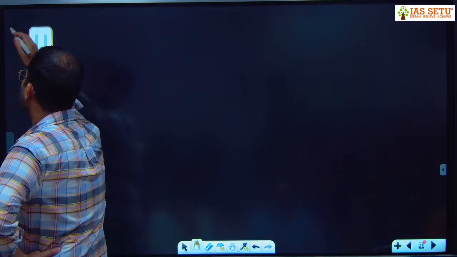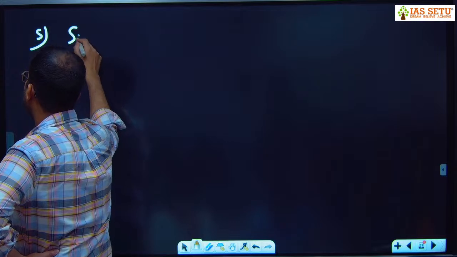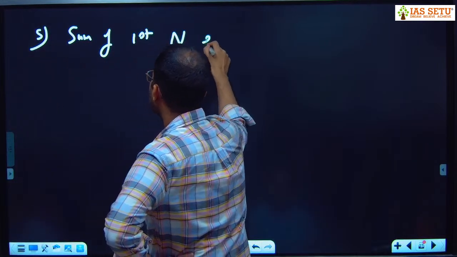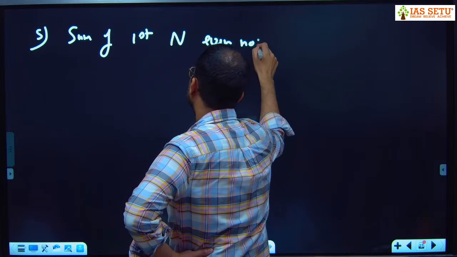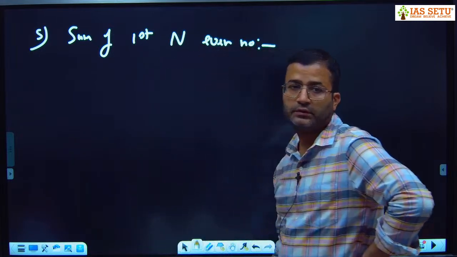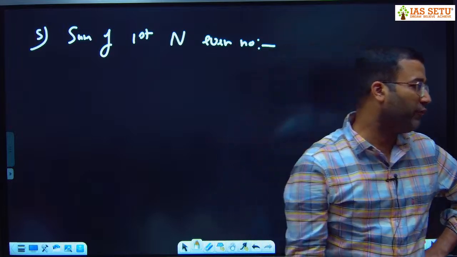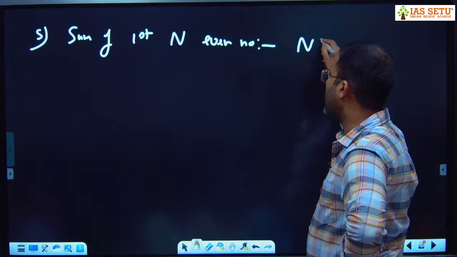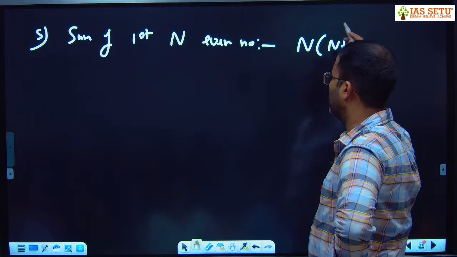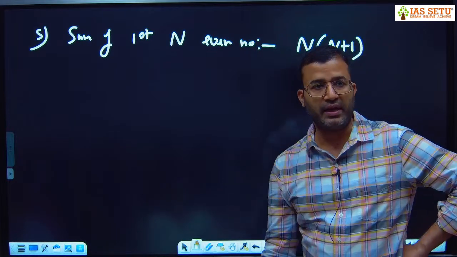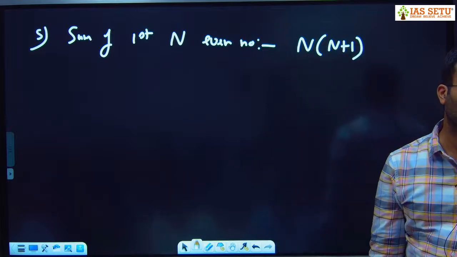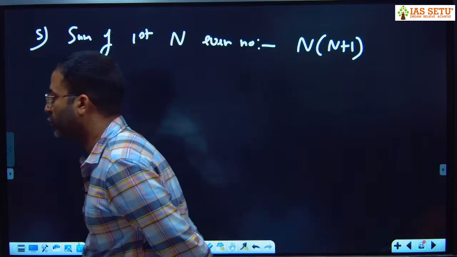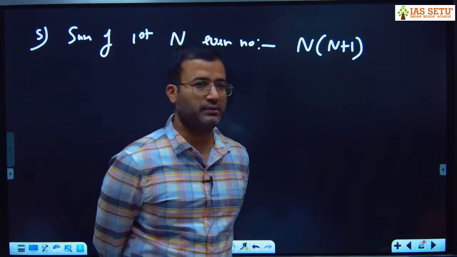Next is rule number 5. Sum of first n even number. Sum of first n even number. Here formula is n into n plus 1. But simple. N into n plus 1. There is no denominator. Sum of first n even number formula is n into n plus 1.